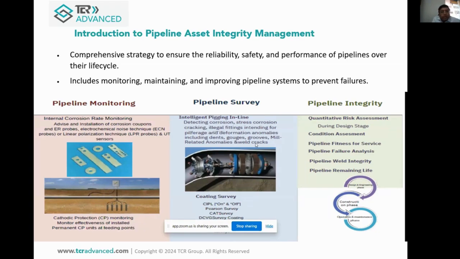As seen on the screen, for pipeline monitoring we do internal corrosion monitoring and cathodic protection. Then for pipeline surveys, we do intelligent pigging and inline inspections, then coating integrity surveys like CIPL and DCVG, and then quantitative risk assessment, condition assessment, FFS, and remaining life assessment. These are all part of any asset integrity management work on that particular equipment.